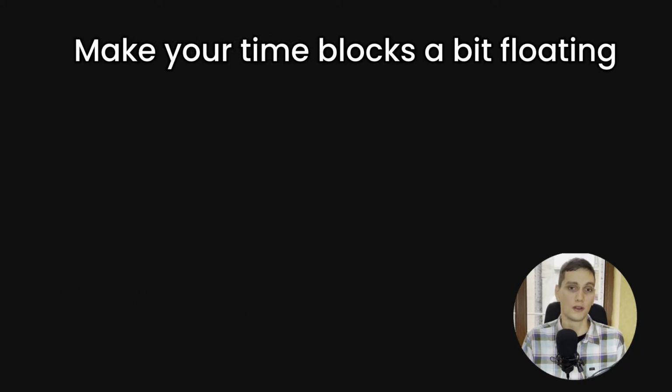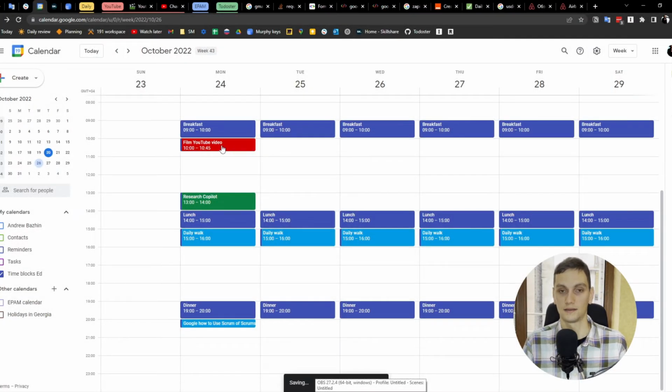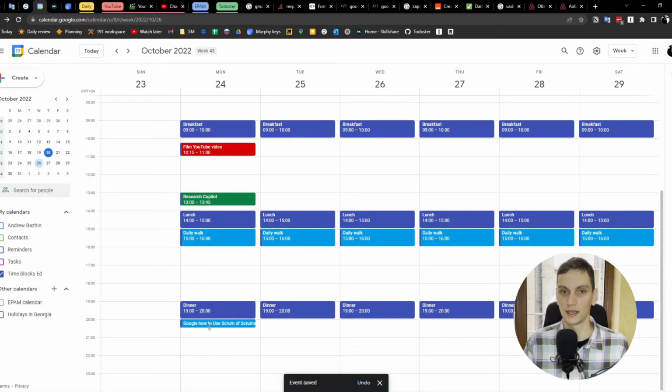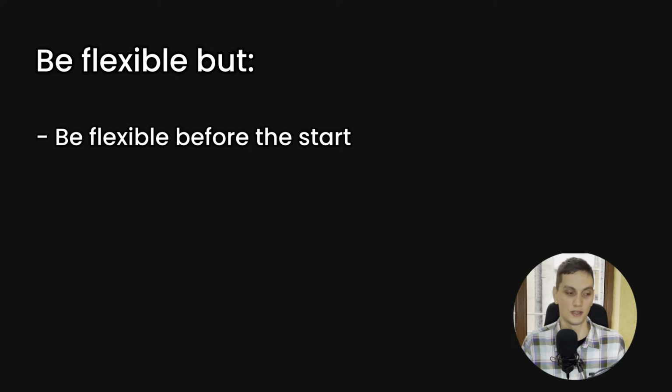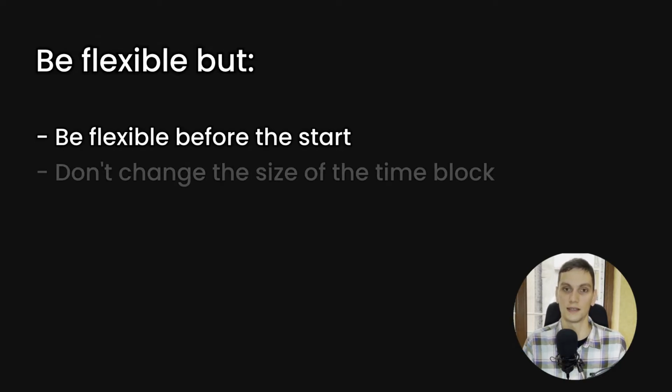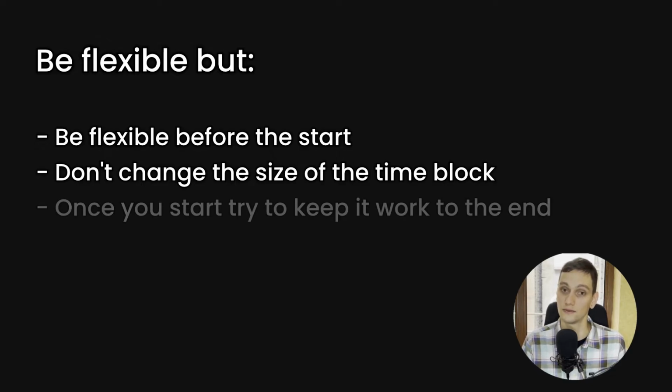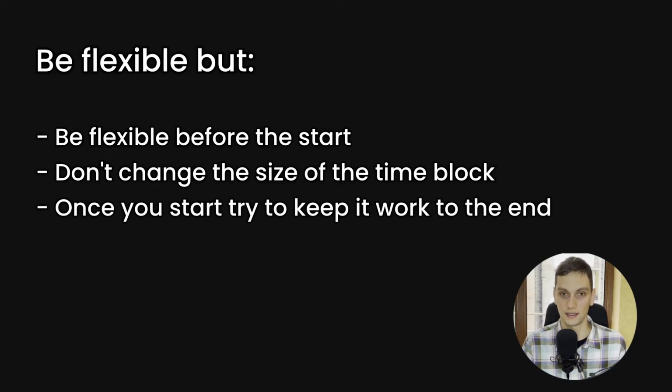Tip number 4 is make your time blocks floating. Allocate a 15 or 30 minute buffer above and under, and in that case you will be more flexible. For example, if you have free time before, you can shift your time block a bit earlier, but once you start to commit to your time block, it would be better for you to not be distracted and not shrink your time block, just to keep compliance with yourself. If you start to do something, you should end it on schedule.